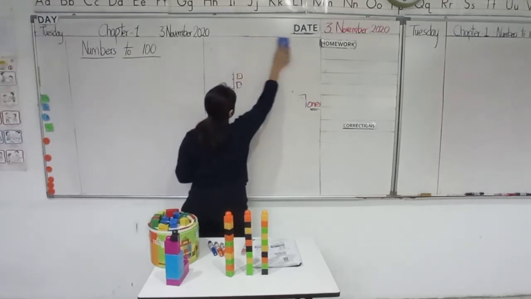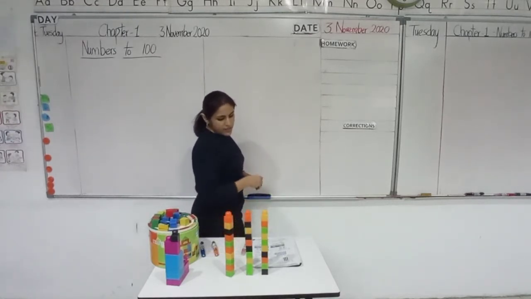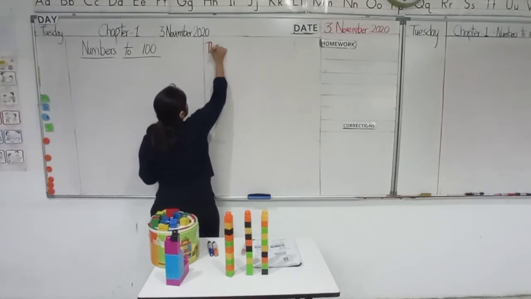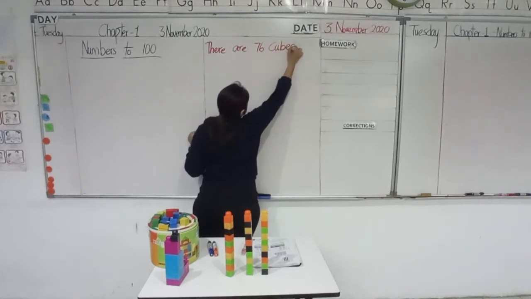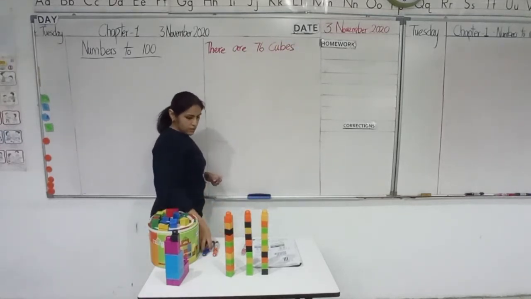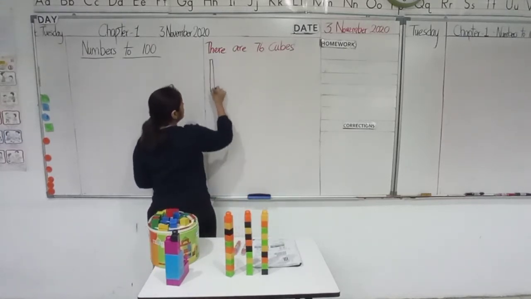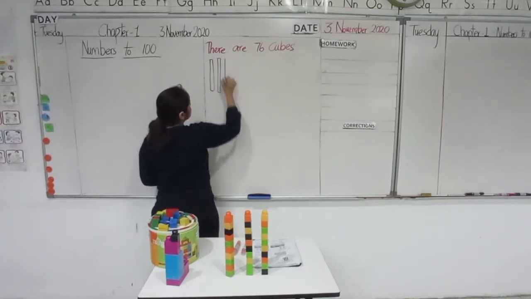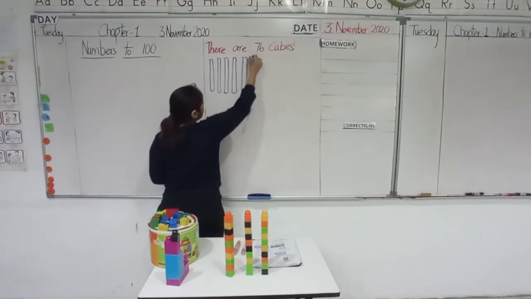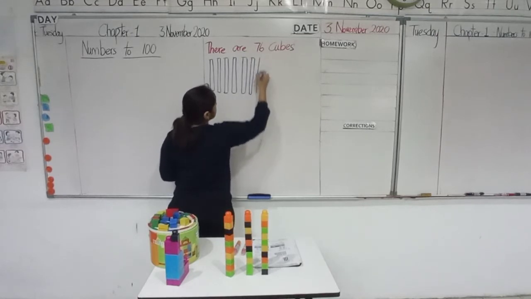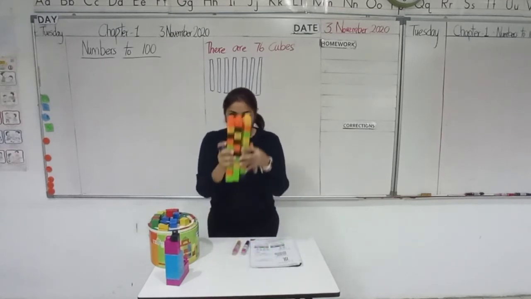What does letter B say? Can we read together? Very good. There are 76 cubes. Okay? Now, that means they have 7 sticks. 1, 2, 3, 4, 5, 6, 7. Can you see this? There are 7 sticks, 7 of these.